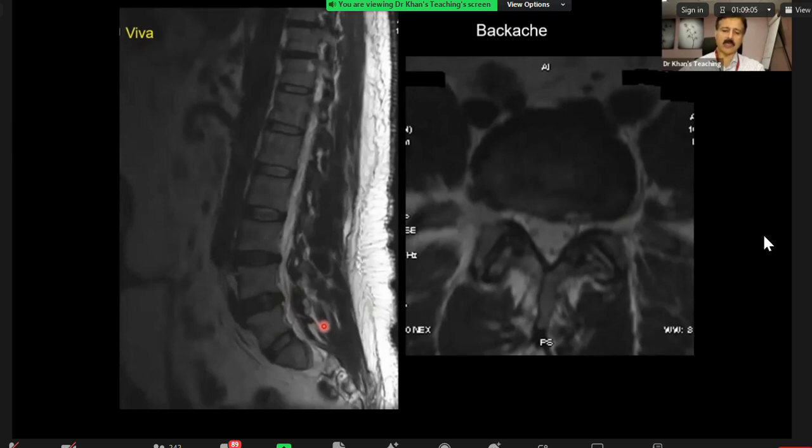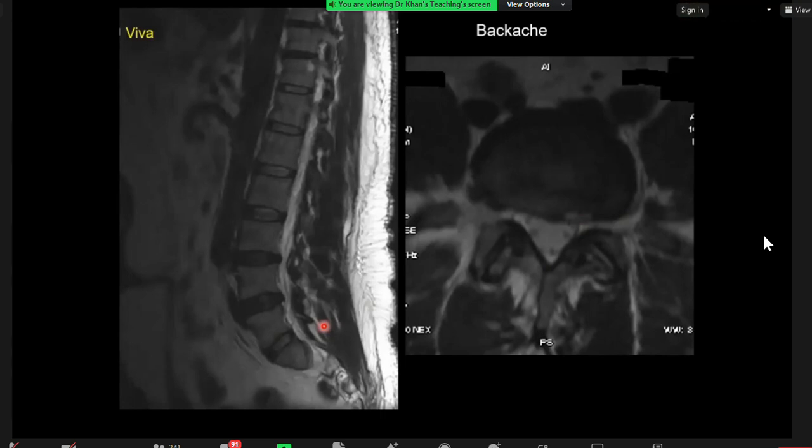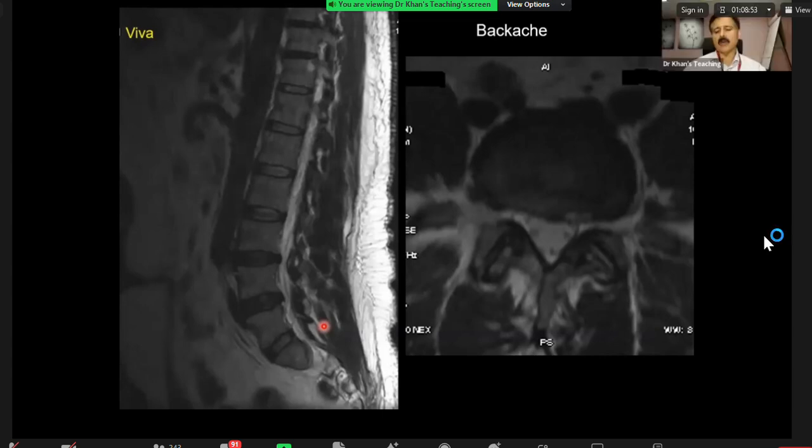My question is about terminology here. Yeah, so it looks like a broad-based disc bulge to me, and also narrowing at the lateral recess. So I will stop you here.